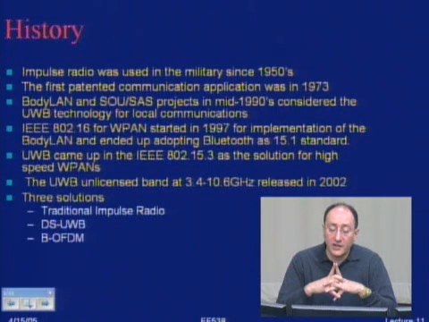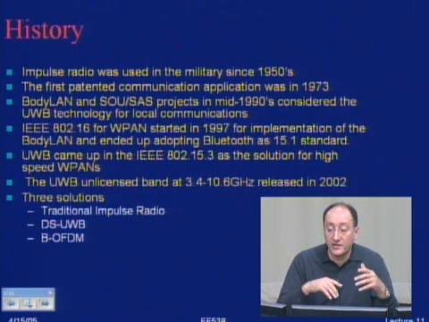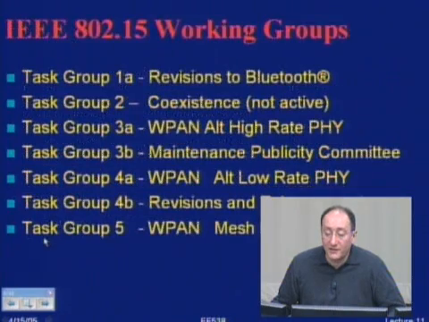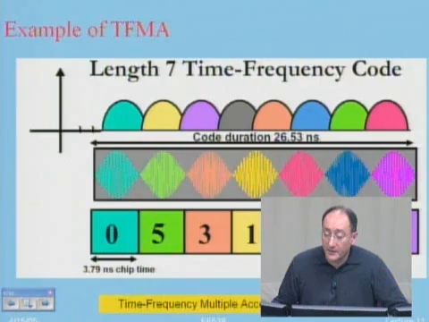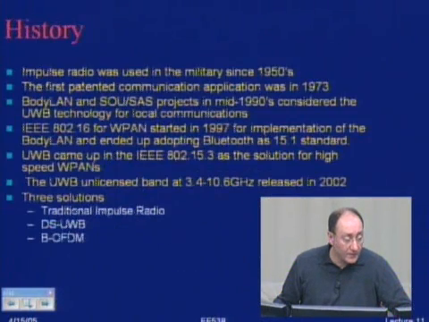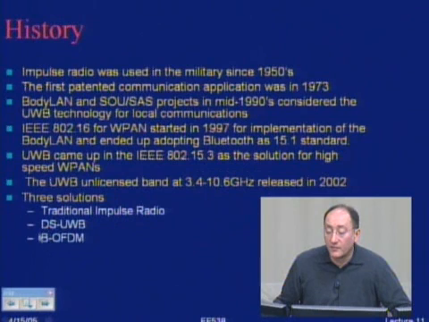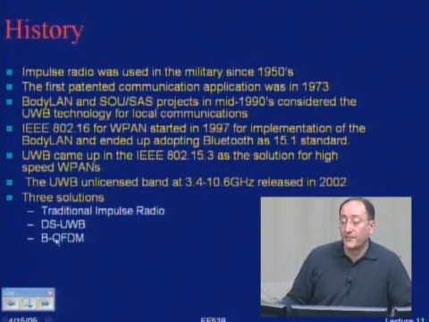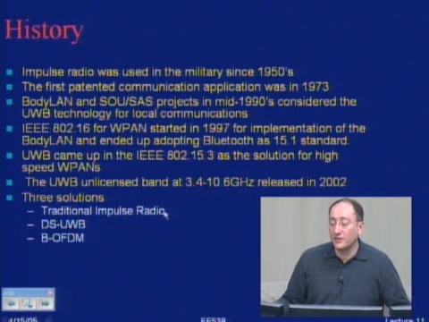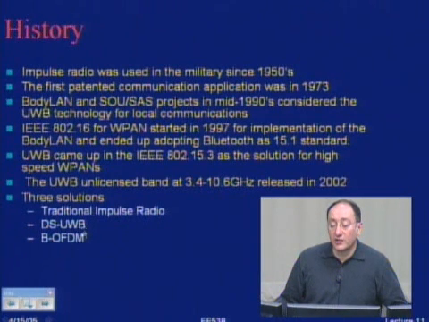And then 802.15 actually endorses two other solutions, one of which is direct sequence ultra-wideband. The other one is multi-band ultra-wideband. Multi-band, this one again needs an M. Multi-band OFDM. So basically we have three technologies there: traditional impulse radio, direct sequence ultra-wideband, and multi-band OFDM.